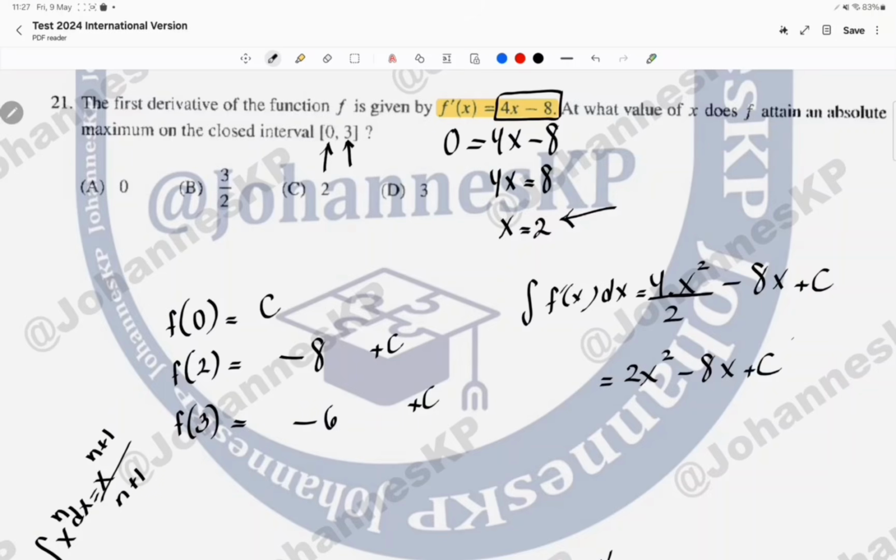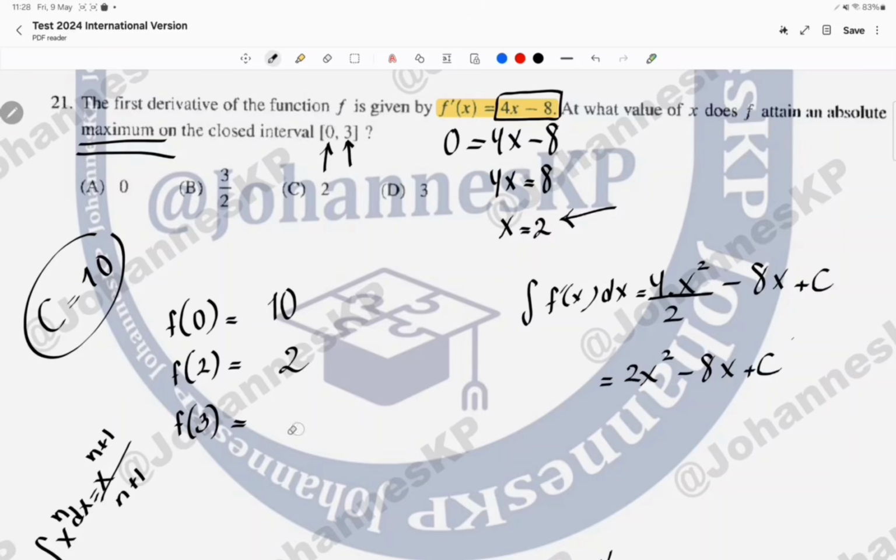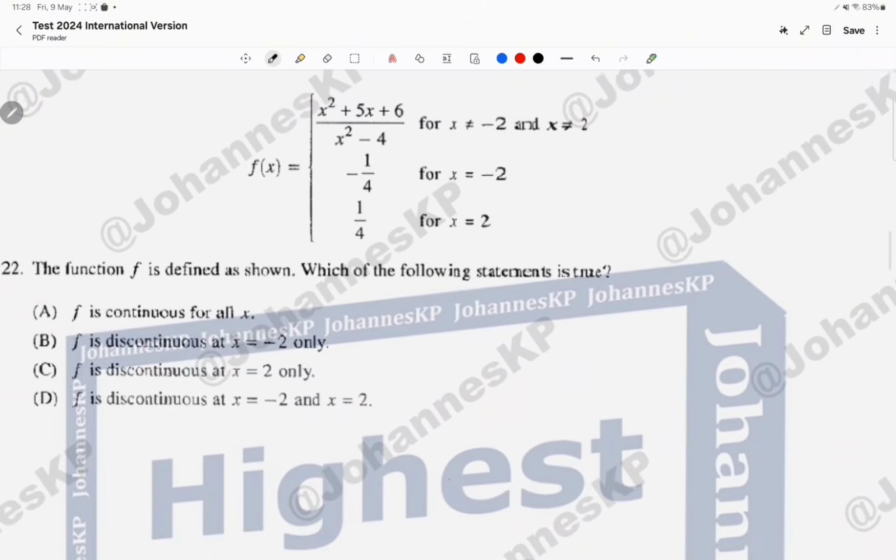So they want the maximum. Which one here is the biggest number? Of 0. Exactly. And you can choose any c you want. You can choose 10 if you want. Let's just apply c of 10, for example. This will become 10. This will become 2. And this will become 4. So f of 0 is the biggest. So at what value of x? At the x of 0. Question 22.